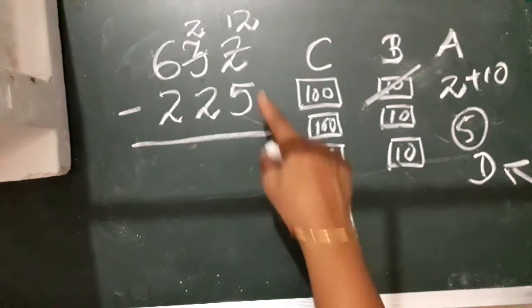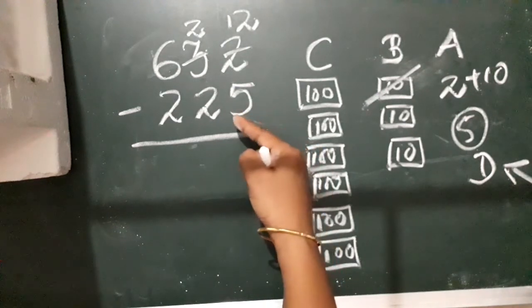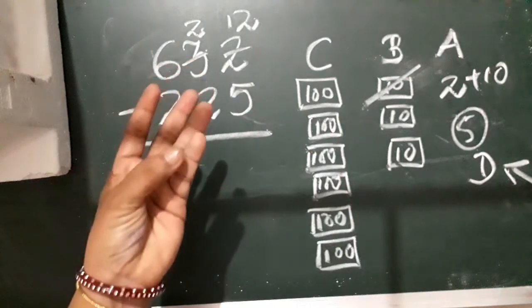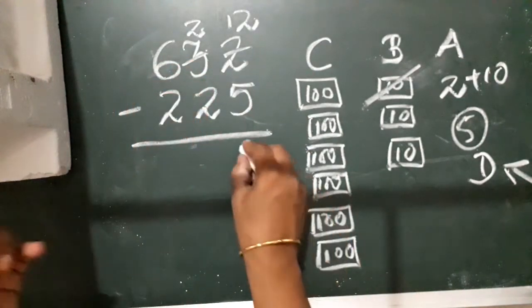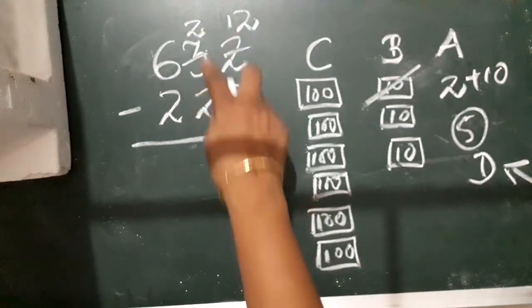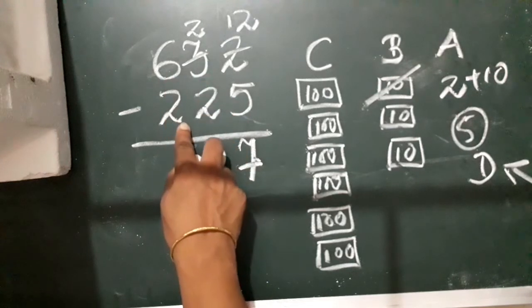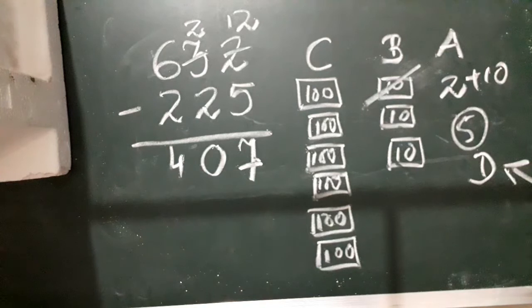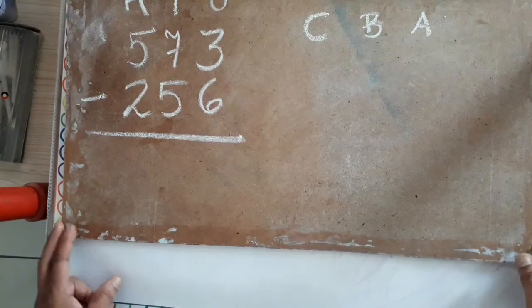Now check it out. 12 minus 5. Is it possible or not? So yes. Now count after 5 and reach up to 12. 6, 7, 8, 9, 10, 11, 12. So this is 7. And now 2 minus 2 is 0. Now 6 minus 2. That is 4. So the answer is 407.